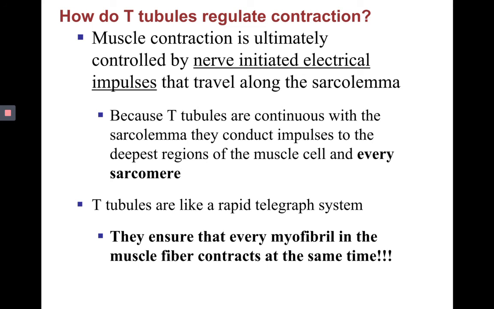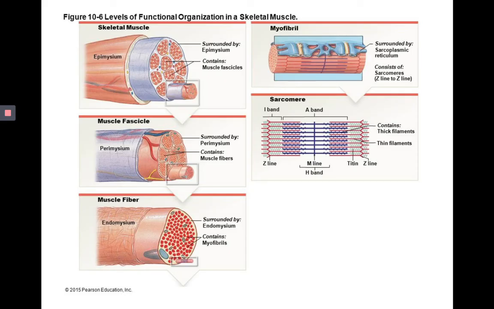And if a sarcomere shortens, then the whole myofibril shortens. And if all the myofibrils in a skeletal muscle cell shorten, then the cell shortens. And if the cells of a muscle as a whole shorten, then the muscle as an organ shortens. And it's all because of the T-tubules acting like a rapid telegraph system in order to get that electrical impulse from the sarcolemma to inside the cell close to the myofilaments, actin and myosin. So T-tubules are going to ensure that every myofibril in the muscle fiber contracts at the same time. So they're very important for contraction.